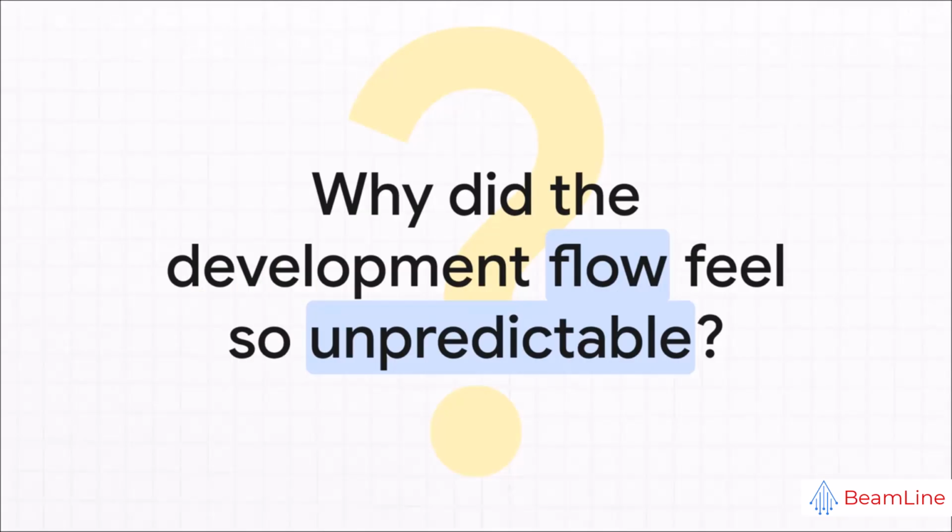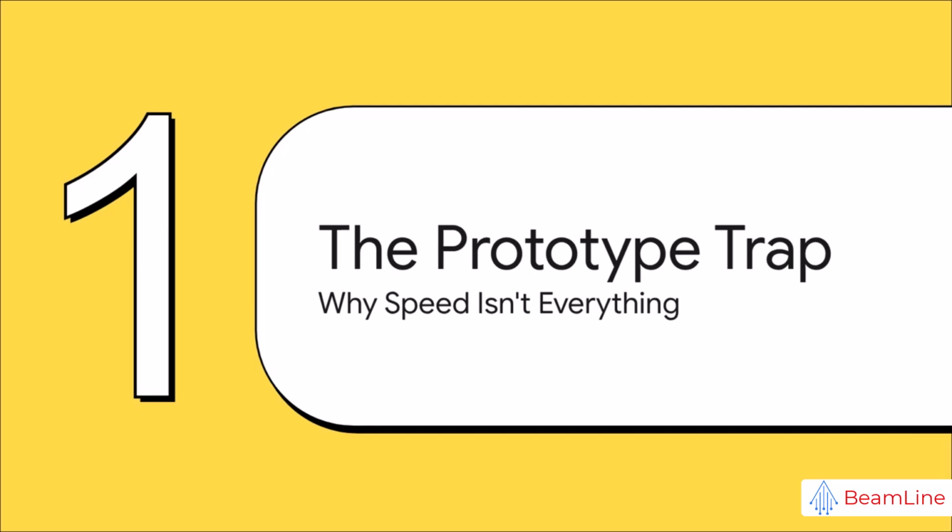Okay, but here's where the story takes a turn. Despite those killer benchmarks, the day-to-day reality of actually building the app started to feel messy, unpredictable. All that raw speed from the framework just wasn't translating into speed for the developer. So what was going on? Why the huge disconnect? Well, this brings us to something I like to call the prototype trap.